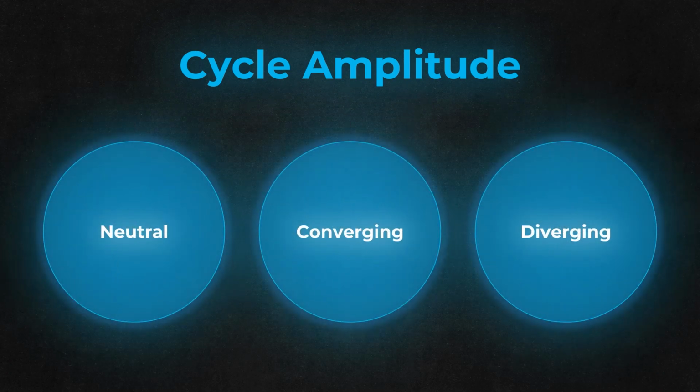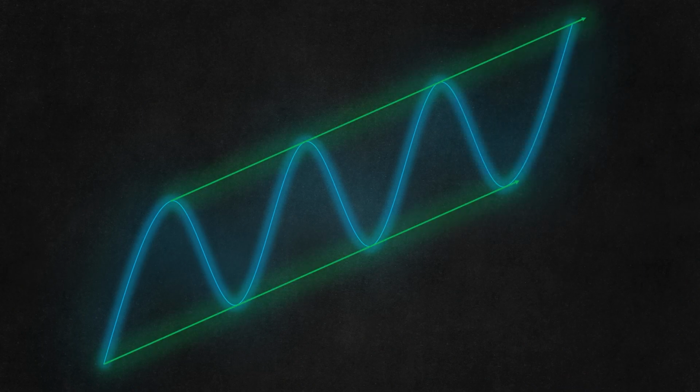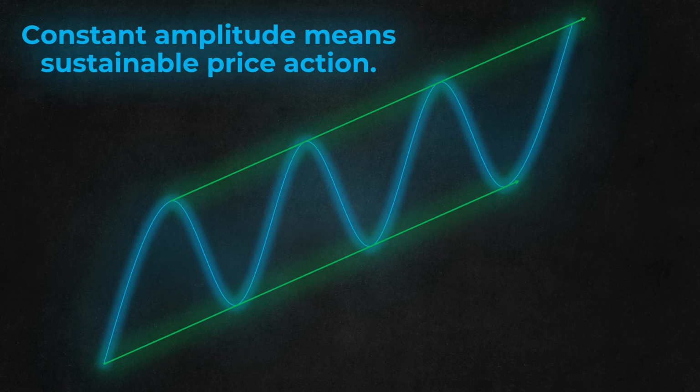In terms of cycle amplitude, there are three possible types of price action: neutral, converging, and diverging. These names come from the relationship between highs and lows. In this image, you can see an example of neutral price action, which means a constant cycle amplitude. The highs and lows are parallel. This means that the trend is balanced and therefore sustainable.